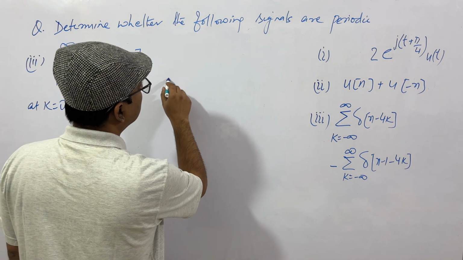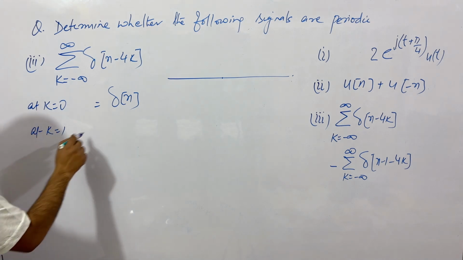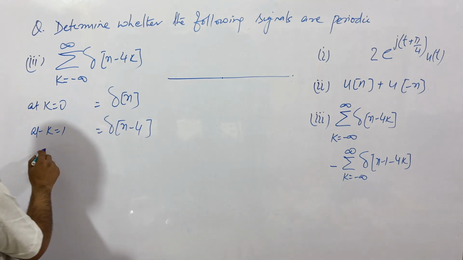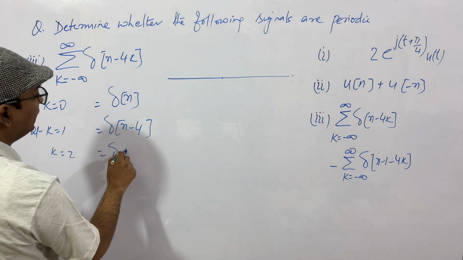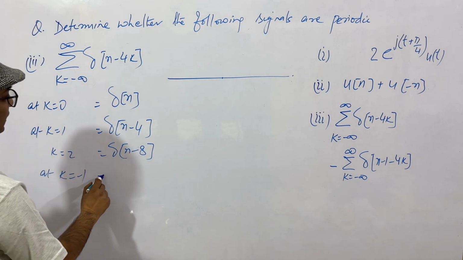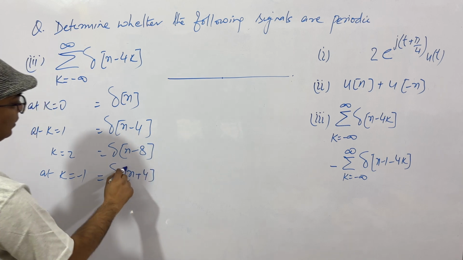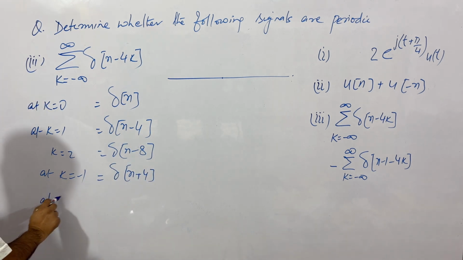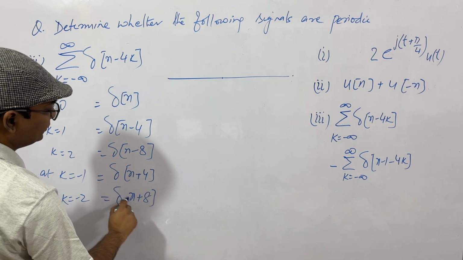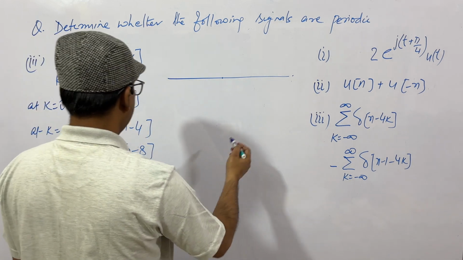Okay, so let's draw it here. At k equal to 1, this will be equal to del n minus 4. Similarly, at k equal to 2, n minus 8. What about at minus 1? At k equal to minus 1, this will be n plus 4. Okay. And at k equal to minus 2, this will be equal to del n plus 8. Okay. So this signal will be like this.